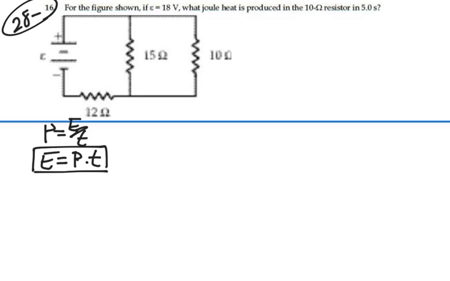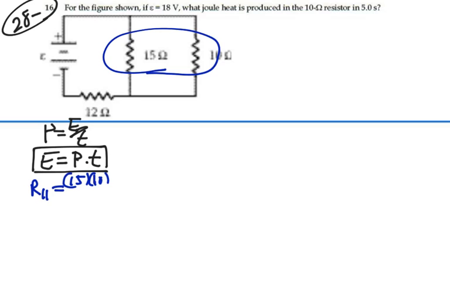Okay, to do this, let's simplify the circuit a little bit. We've got this parallel combination of a 10 with a 15. Our parallel would be product over the sum. 15 times 10 over 15 plus 10, which would be 150 over 25, which would be 6 ohms.